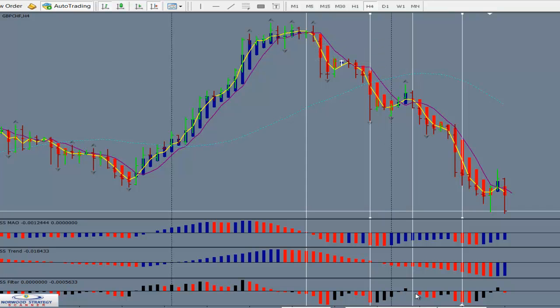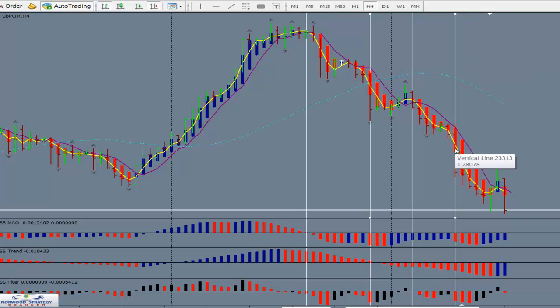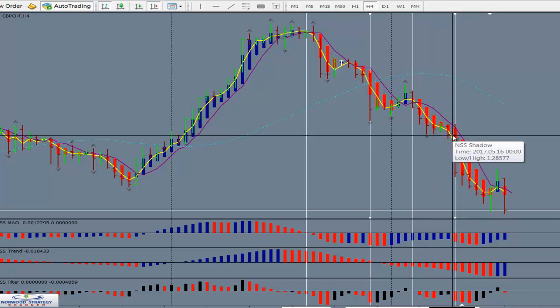Let's see, we have another one back here on the 4-hour right there. Now see, this one is blue, blue, blue, red, red, red, red. 4-bar going short, high probability when it passes that fractal. I mean, that's extremely high probability.